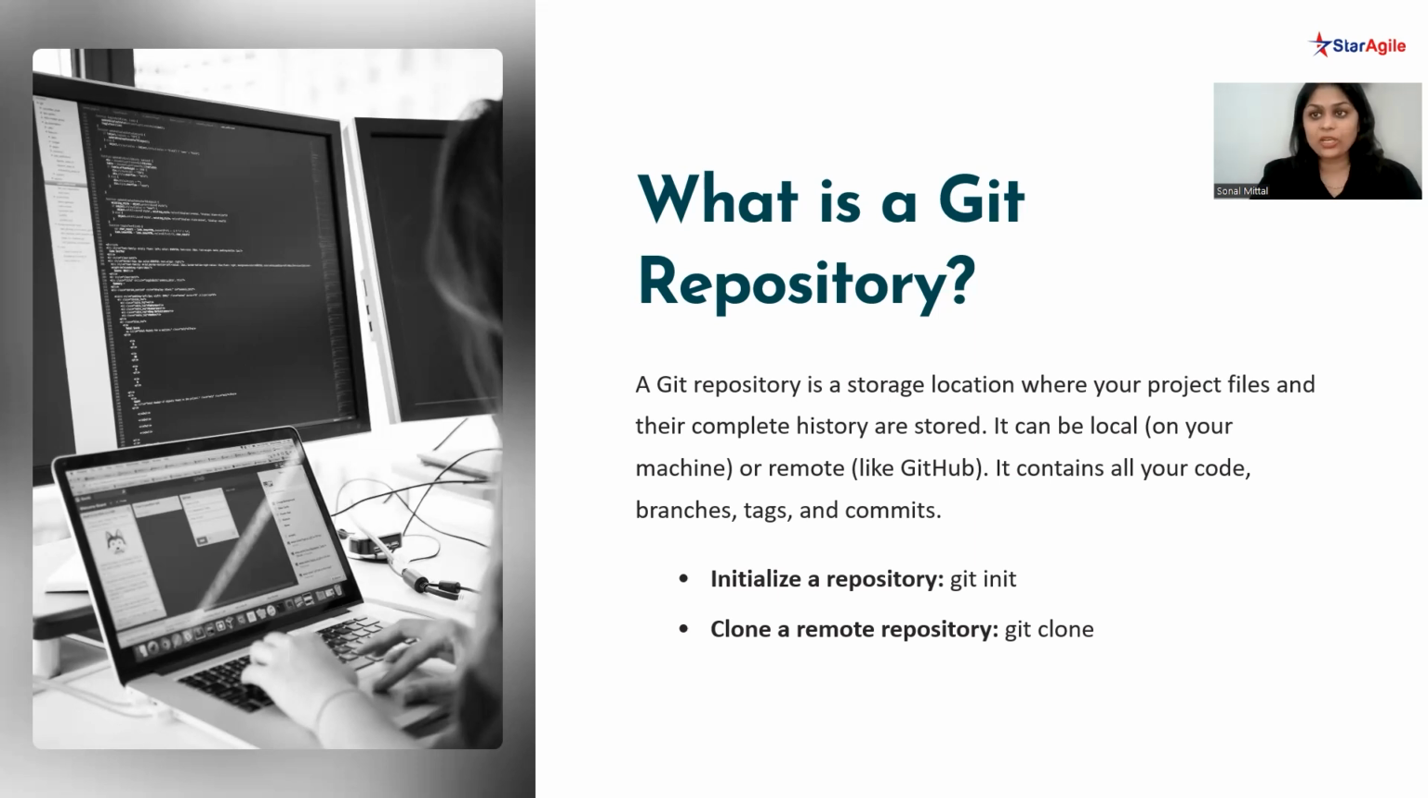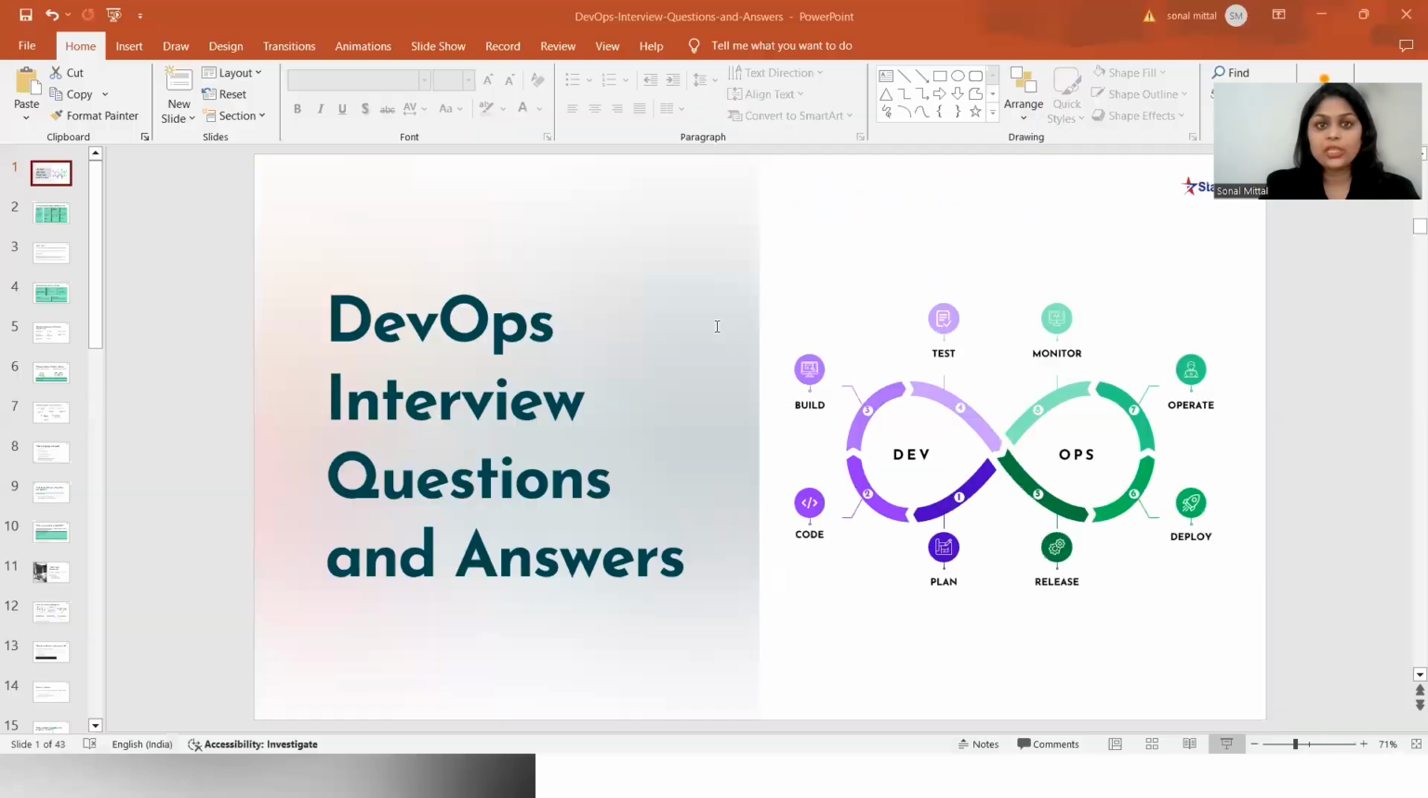So what is a repository? First and foremost, understand the term repository. Repository is a location, like a folder where you take backup of your files, where you store versions of your file. That's a repository. Now, in Git, there are two types of repositories, local and remote.